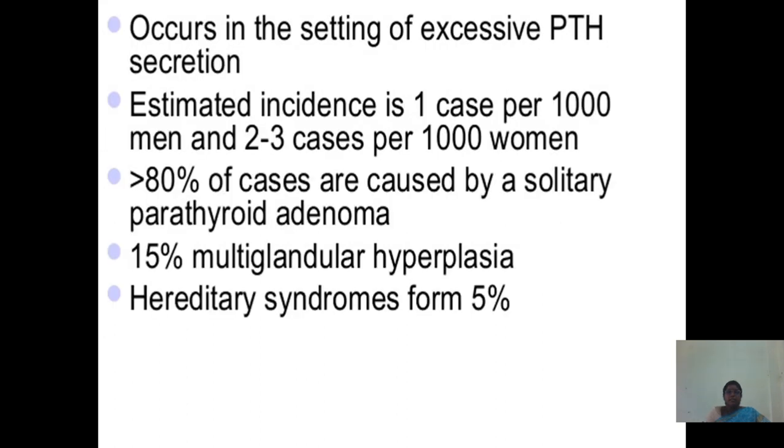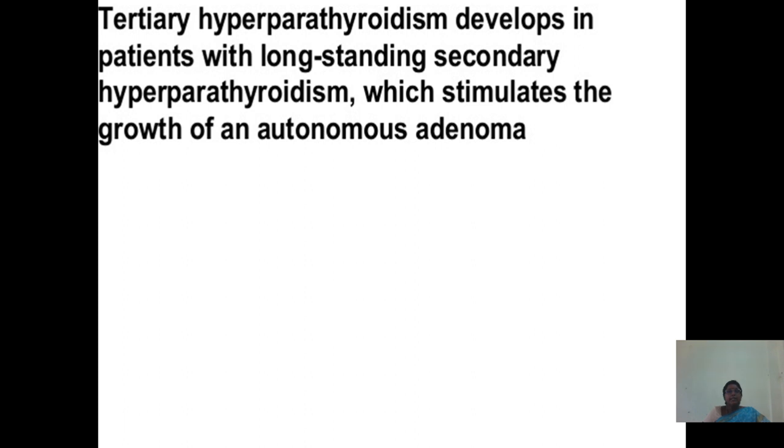Next, hyperparathyroidism occurs in the setting of excessive parathormone secretion. The estimated incidence is 1 case for 1000 men and 2 to 3 cases for every 1,000 women. Less than 80% of cases are caused by a solitary parathyroid adenoma. Solitary means single parathyroid adenoma. 50% is multiglandular hyperplasia. Hereditary syndromes cause about 5%. Next comes tertiary hyperparathyroidism. Tertiary hyperparathyroidism develops in patients with long-standing secondary hyperparathyroidism, which stimulates the growth of autonomous adenoma.